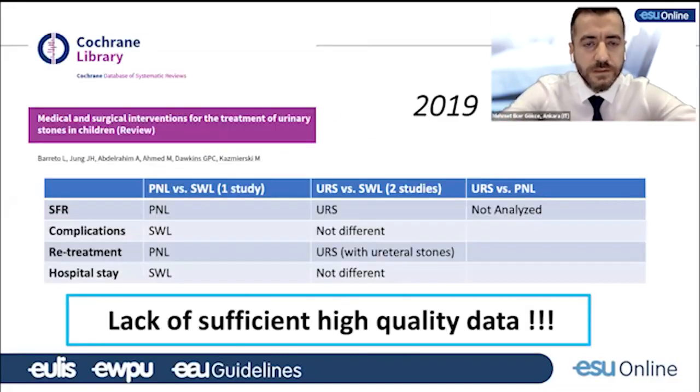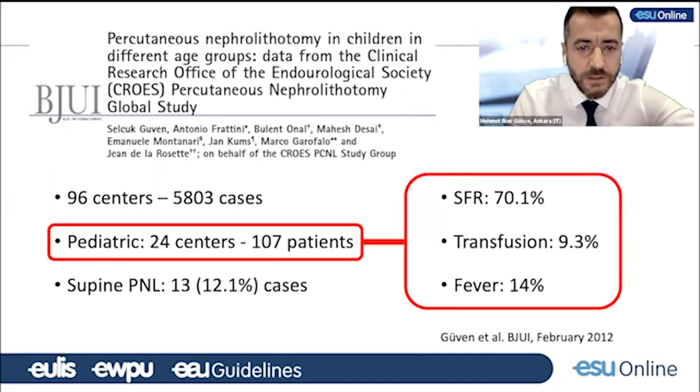This Cochrane review was also published 2 years ago. Although some conclusions were reached and some comparisons were made, the main conclusion from this Cochrane review, in my opinion, is that we lack a sufficient number of high quality data. For example, we do not have any prospective randomized study comparing flexible ureteroscopy and percutaneous nephrolithotomy. So we should focus on growing some data. Therefore, we need to look at multi-center studies and prospective case series.